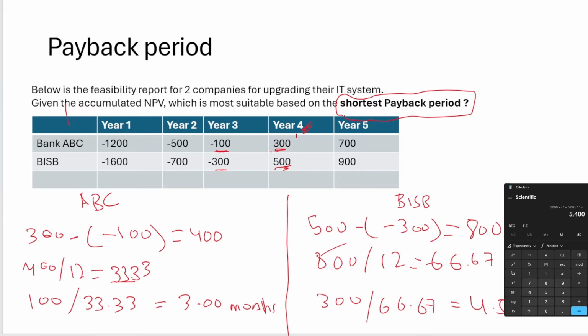Now, based on this, the shorter one is bank ABC, 3 months, so we can invest in this company. So this is the shortest payback period. Even though they're both turning positive in year 4, within the month, since 3 is shorter, we'll go with this value, or let's say bank ABC.